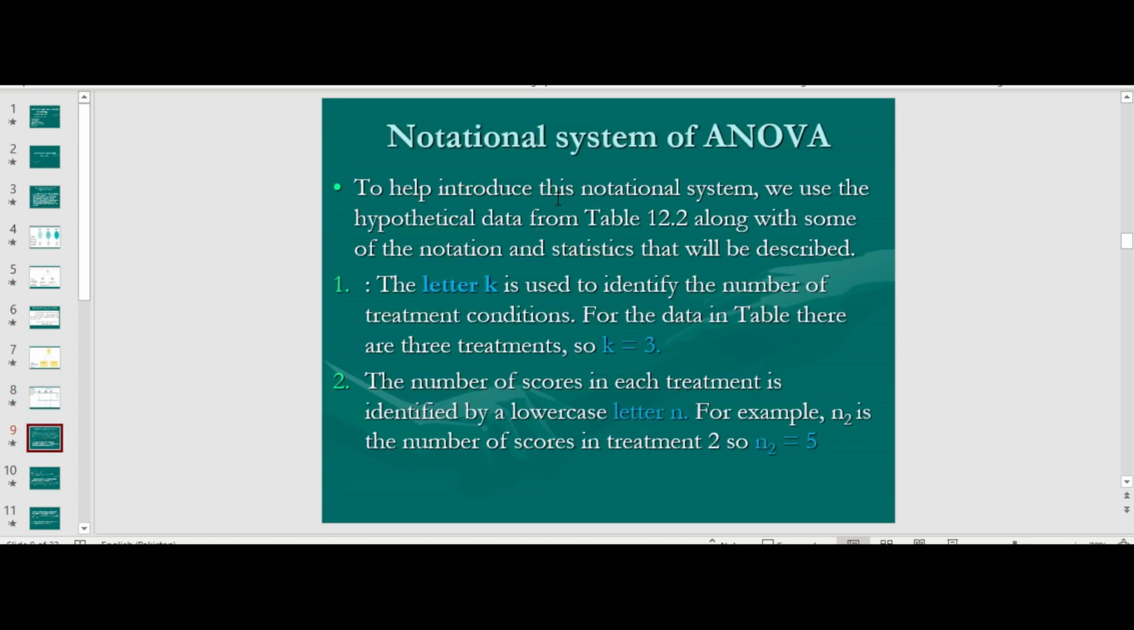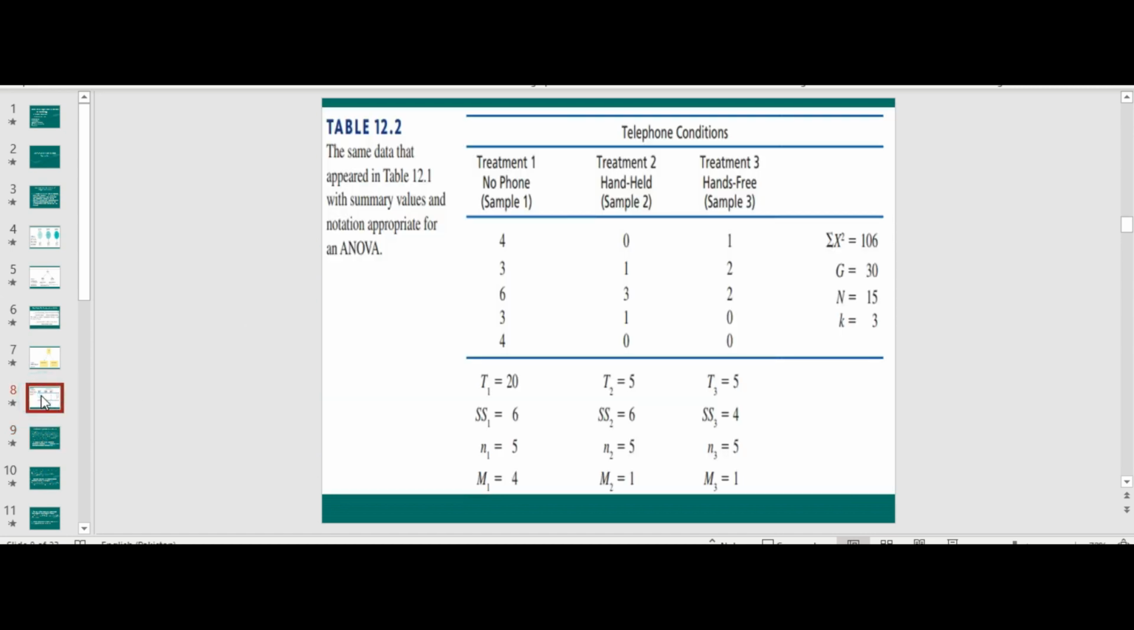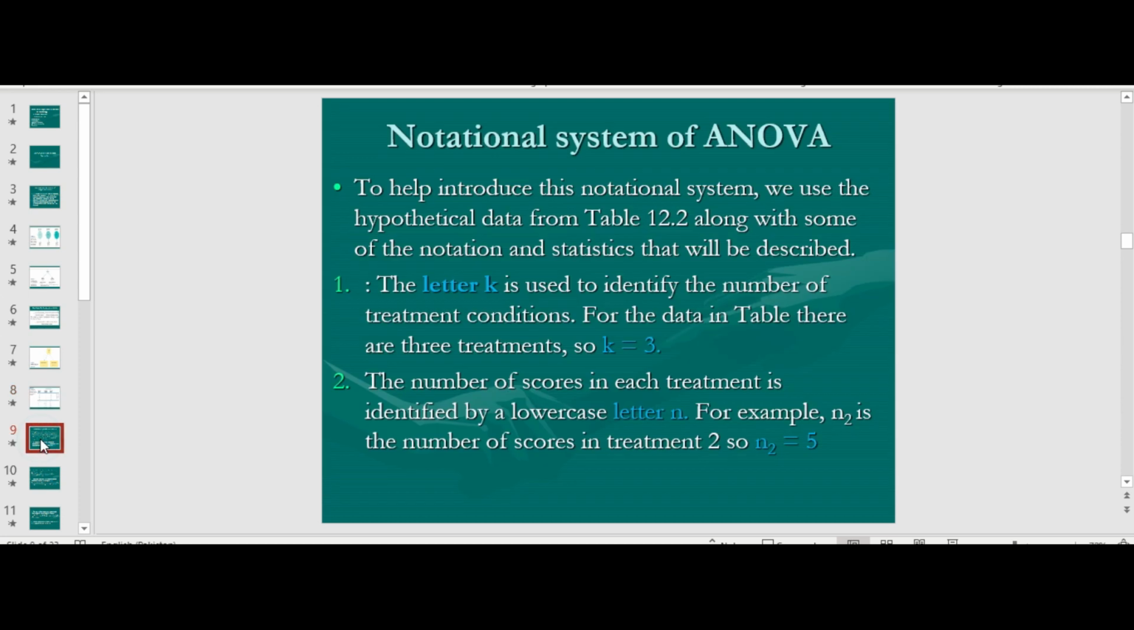To help introduce this notational system, we use the hypothetical data from the table, Table 12.2, along with some of the notations and statistics that will be described. First of all, the letter K is used to identify the number of treatment conditions for the data in the table. There are 3 treatments, so K is equal to 3.